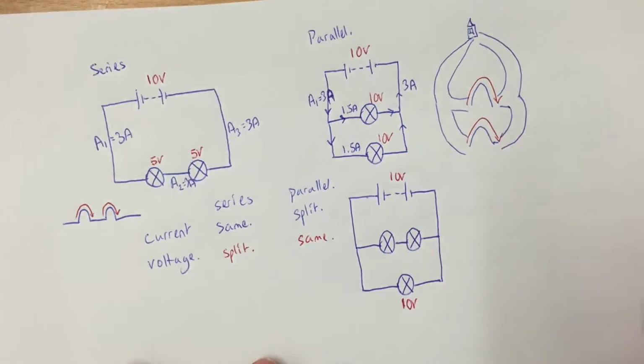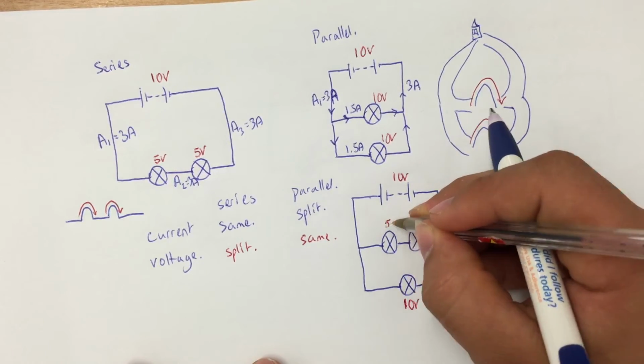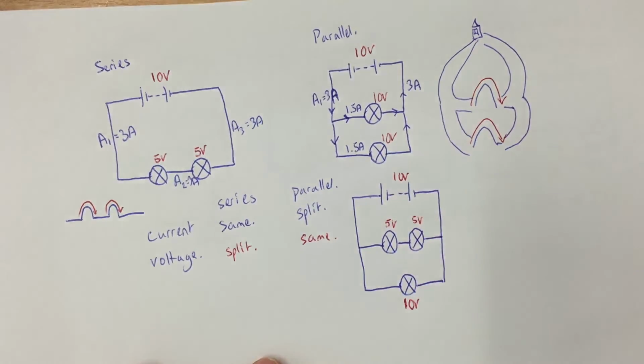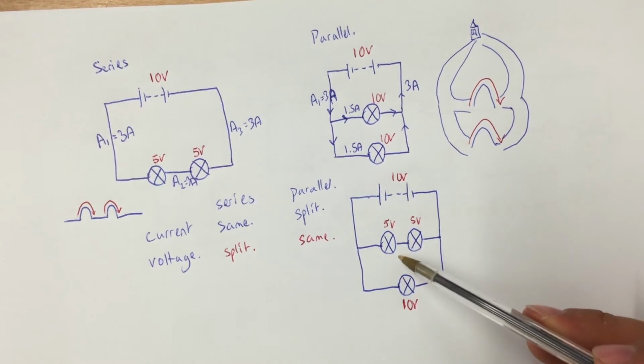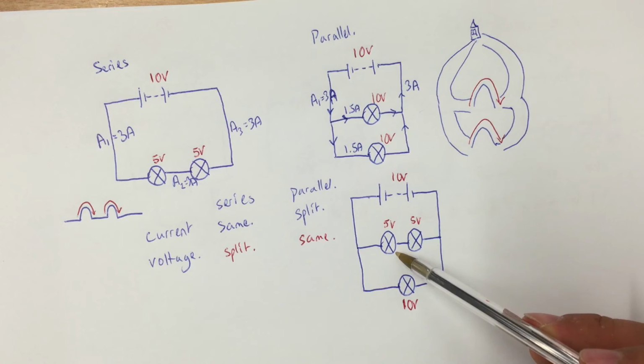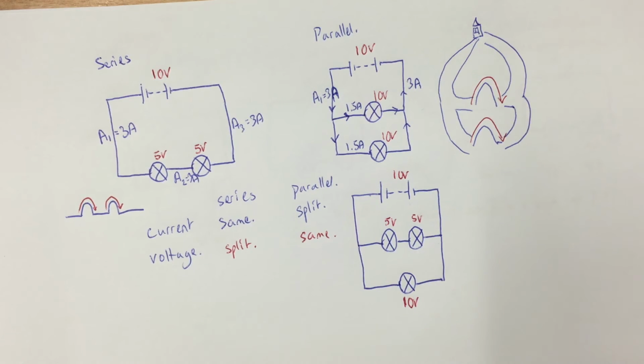This loop will have 10 volts, but because these 2 bulbs are identical, the voltage would be split between them. So this would get 5 and this would get 5. And that would mean that these bulbs would be dimmer than this one.